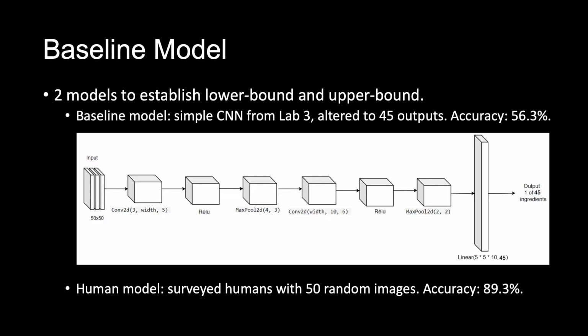This was a very simple model we wanted to beat, and we were able to achieve an accuracy of about 56% after some tuning. For the upper bound, we took 20 humans and gave them 50 random images to identify. The average accuracy for this test was about 89.3%. This was a goal for our model.